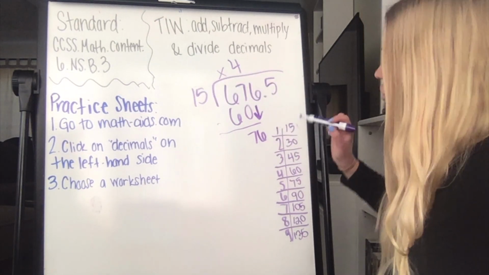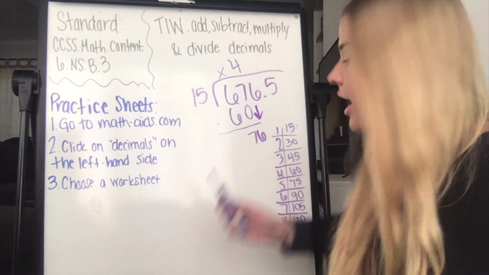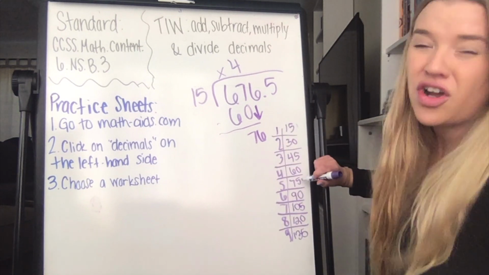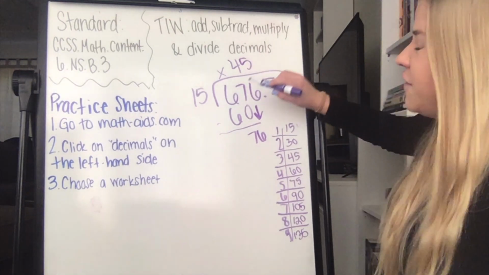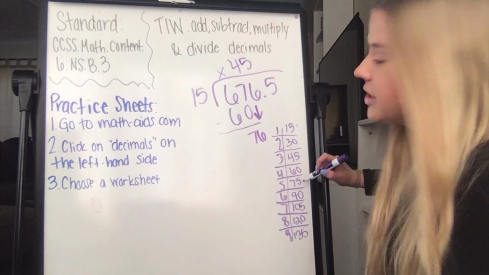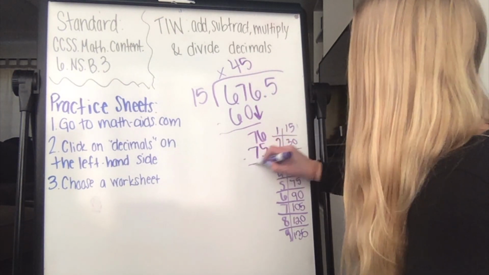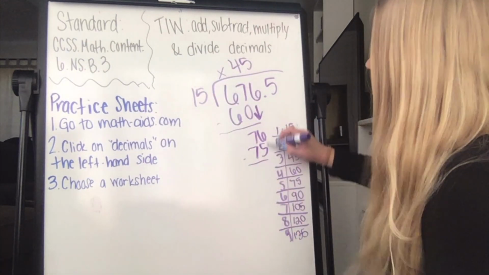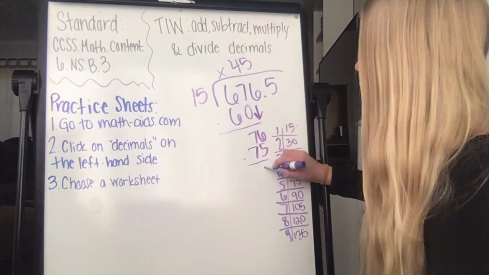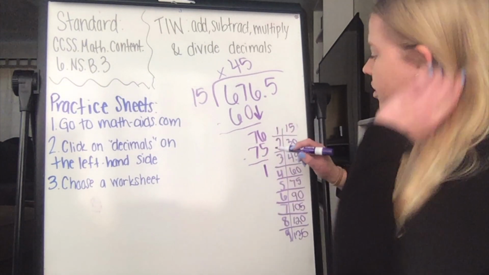Can 15 go into 76? I'm going to look at my chart, and I'm going to say, yeah, it can go into 76. It can go in there 5 times. So I'm going to write my 5 up here. 15 times 5, I'm looking at my chart, is 75. This is getting a little wonky, but we got it. It's sliding. It's all right. 6 minus 5 is 1. 7 minus 7 is nothing.